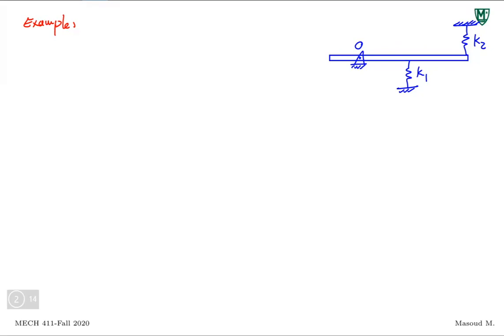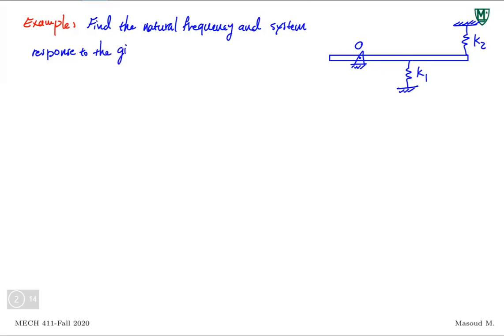What I'm asked to do in this example is to find the natural frequency and the system response to the given initial conditions, for, this is important, a small rotation about point O. I call that rotation theta.